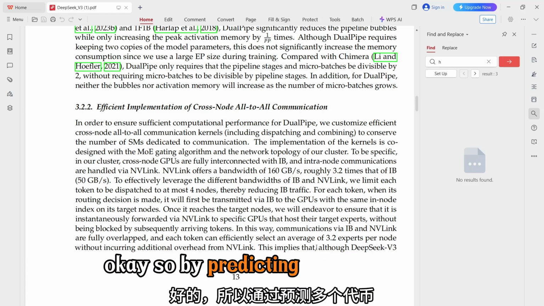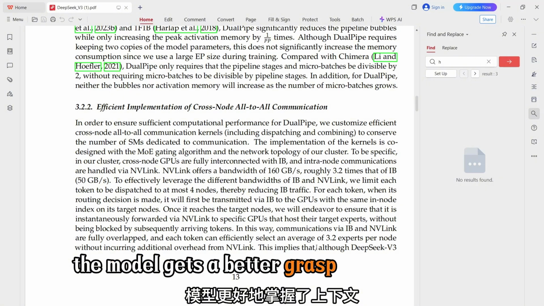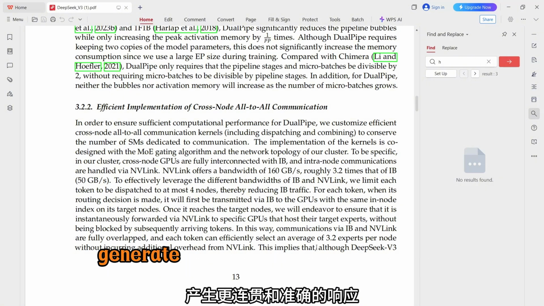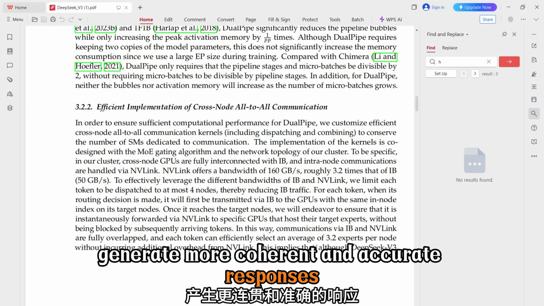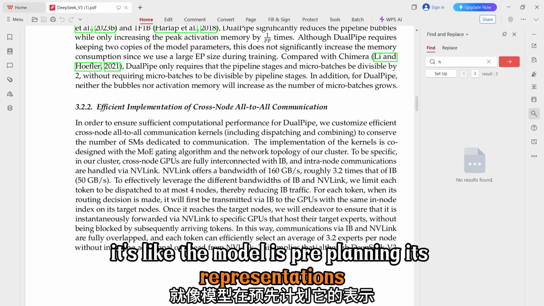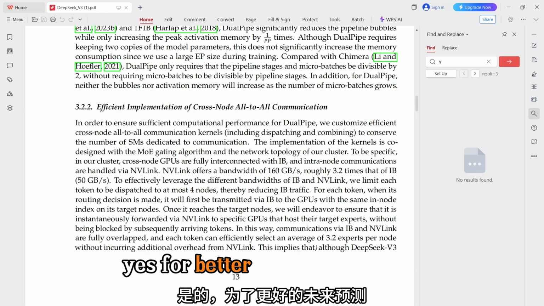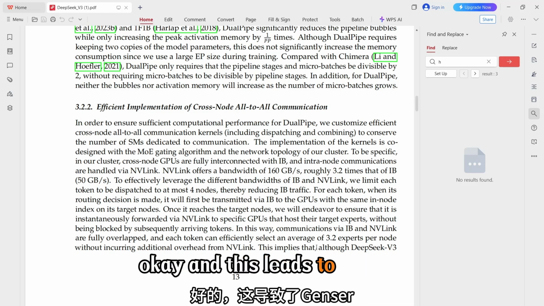So by predicting multiple tokens, the model gets a better grasp of the context. Yes, and it can generate more coherent and accurate responses. It's like the model is pre-planning its representations, like I mentioned earlier. Yes, for better future predictions. And this leads to denser training signals.